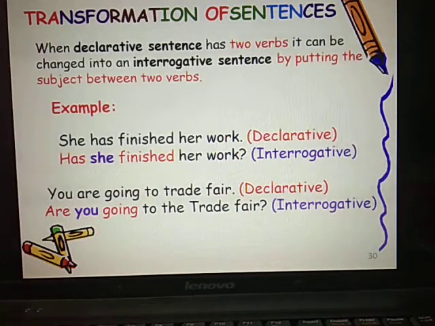When a declarative sentence has two verbs, it can be changed into an interrogative by putting the subject between the two verbs.